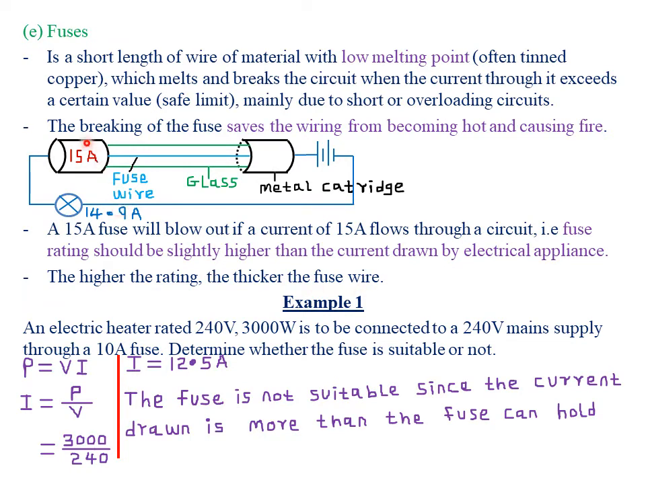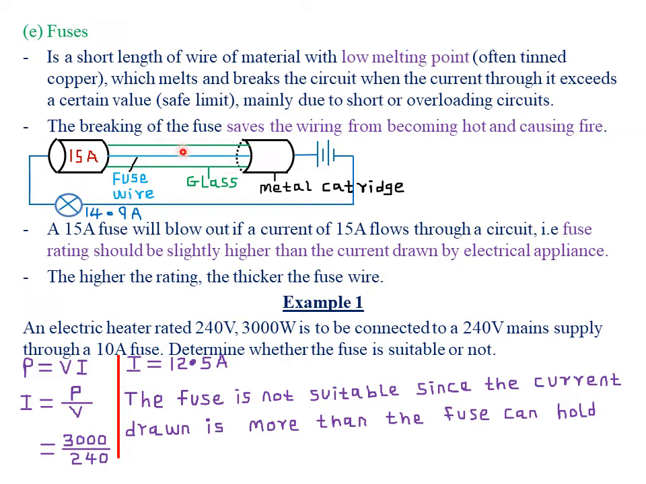For example, if you get a fuse which has a rating of 30 amperes, we expect the size or the thickness of the fuse wire to be actually large. But if you get a fuse with a smaller rating, for example of 10 amperes, we expect the fuse wire to be smaller. So that is what we mean by the higher the rating, the thicker the fuse wire.